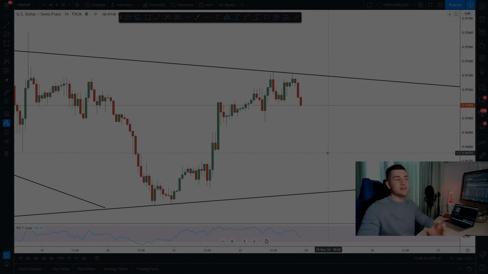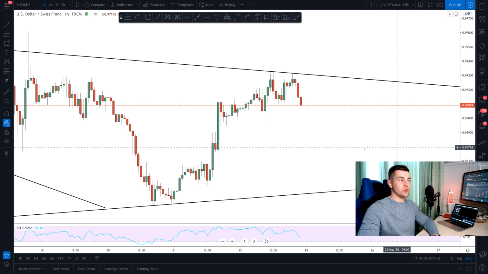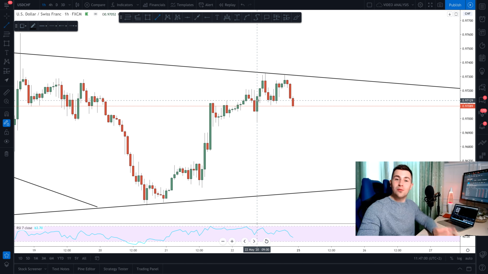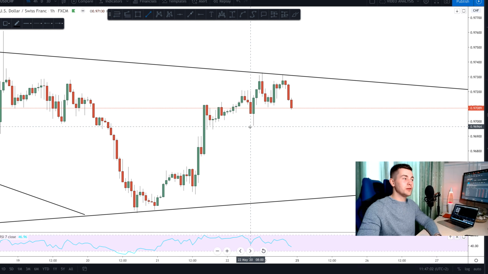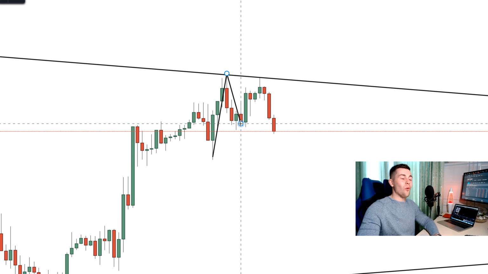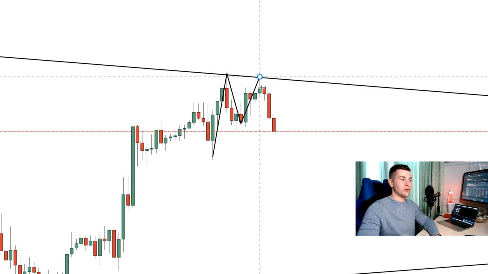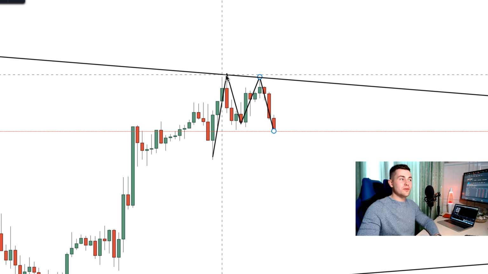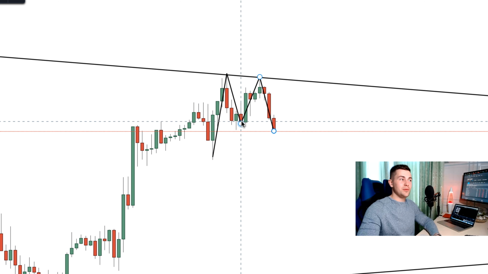Now we switch to an even lower time frame and check what's happening there. So now I switch to the 1-hour chart, and on the 1-hour chart we see even more details. And here we have the classic example of the double top formation, right? You can see that the market tried to touch this resistance, it touched that and immediately retraced.